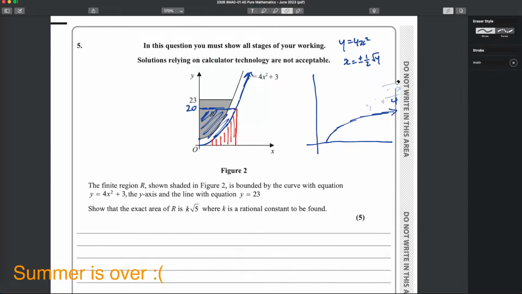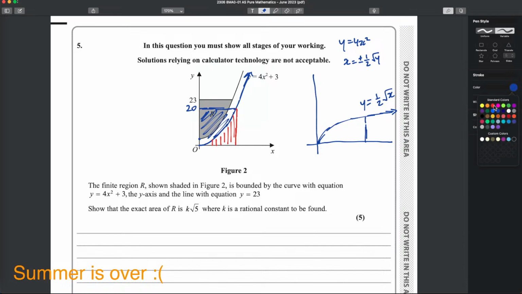plus or minus. Yeah, but we don't care about the negative because we're just looking at above the x-axis. So this is y equals a half root x. And actually we can draw it like this. Like so. So that's actually the function we're looking at. And then we can look at that area.